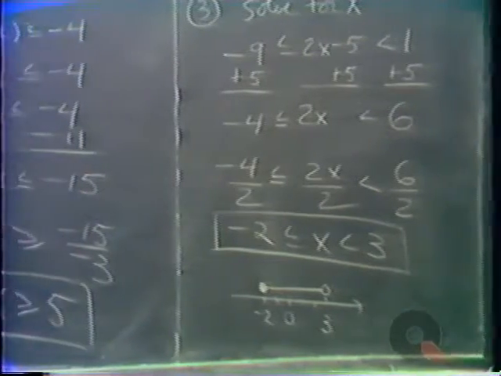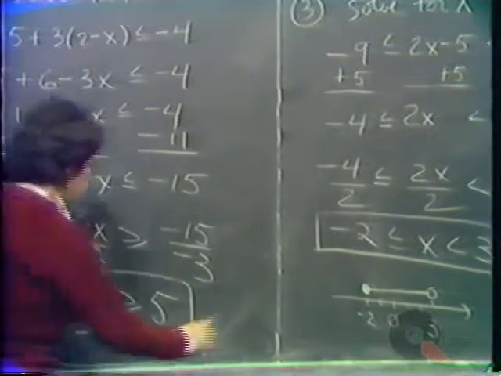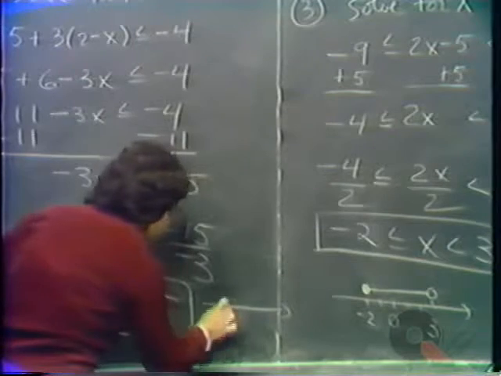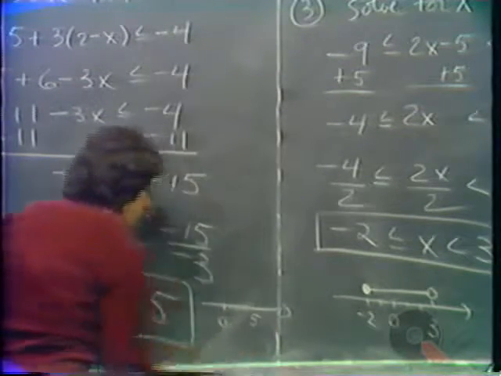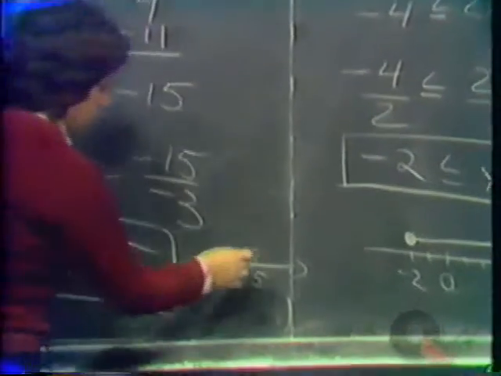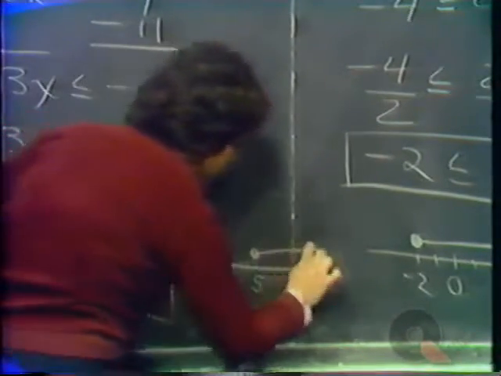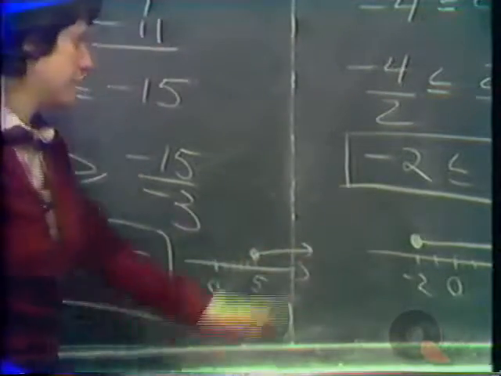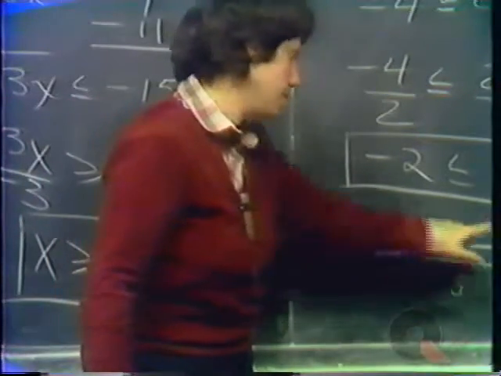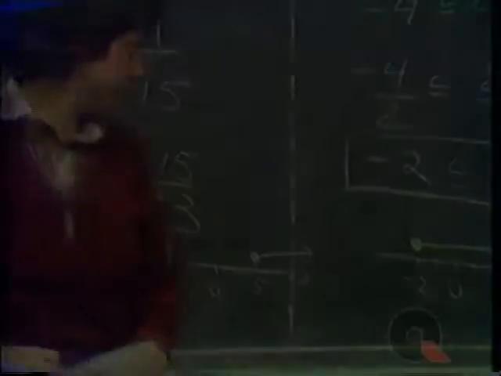Over here, x greater than or equal to 5. And this is 0, and this is 1, 2, 3, 4, 5. Starting at 5, going off to the right. 5 and up, and here's everything between minus 2 and 3, including minus 2, but excluding the 3.